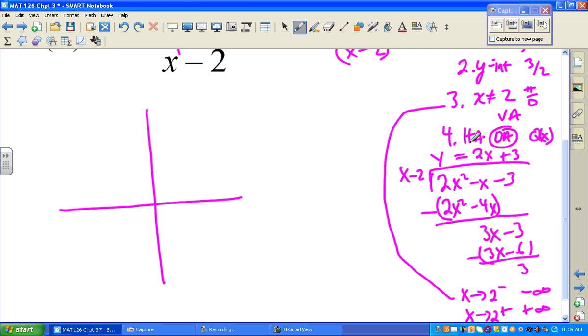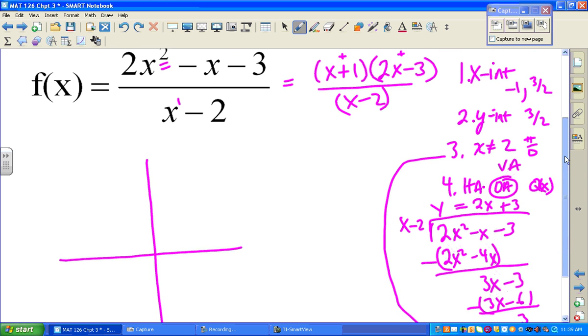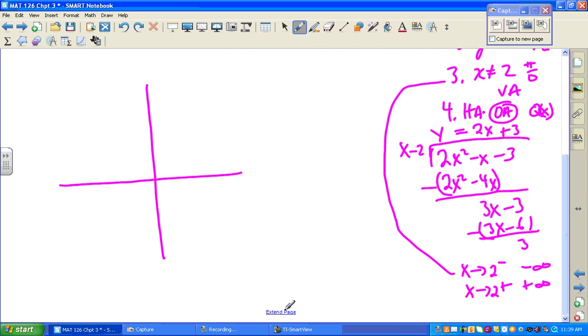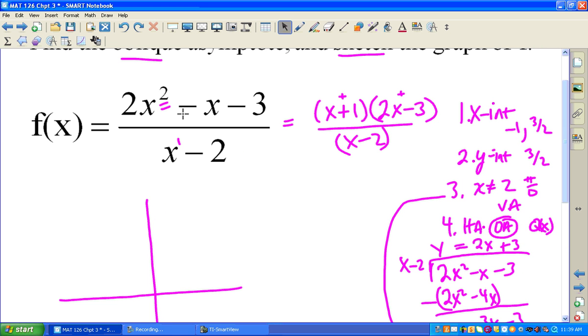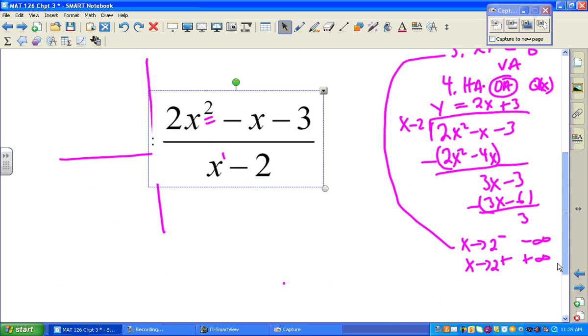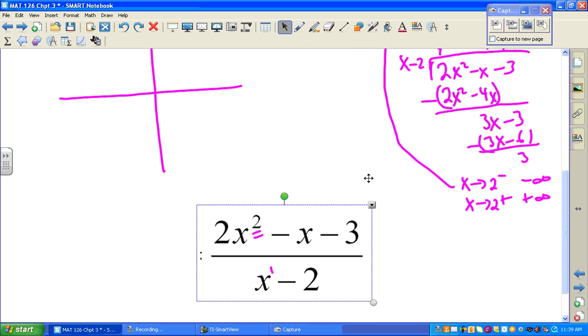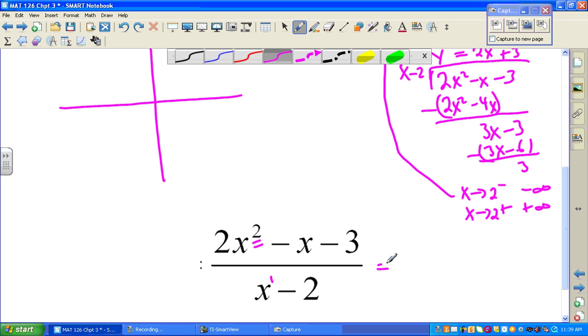Oh, does it cross? Let's see if it crosses the oblique asymptote. Okay. Oh, this is going to be hard. All right. Let me get a picture here of this to drag it down so I can see it. I have to see if it crosses the oblique asymptote because it can cross. Will this ever equal 2x plus 3? That's the equation for my oblique asymptote.